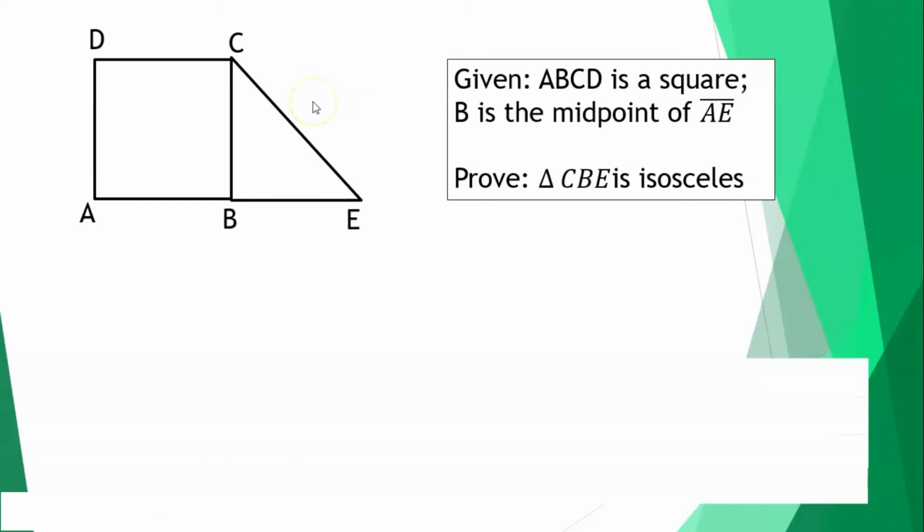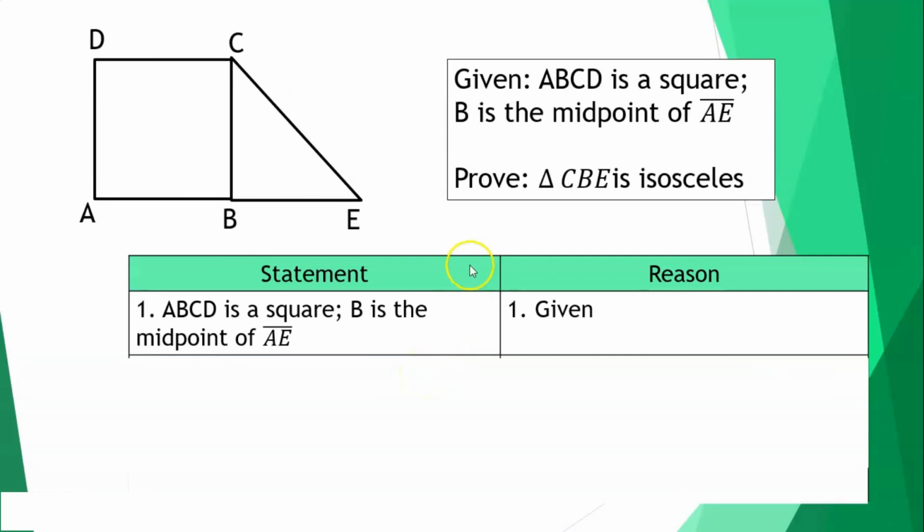Okay, so let's use the different properties of special parallelograms in proving. So given here, ABCD is a square and B is a midpoint of AE. So prove that CBE is an isosceles triangle. So given this, we have here our given. So our reason is given.